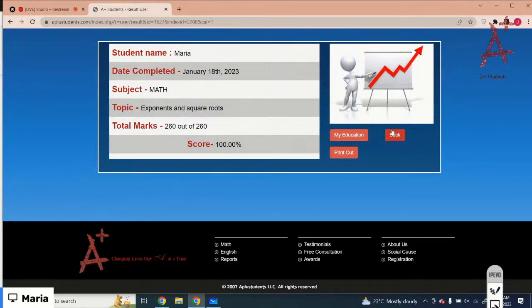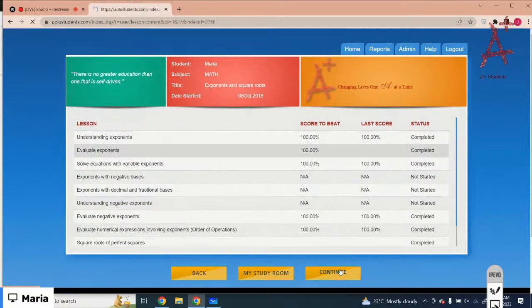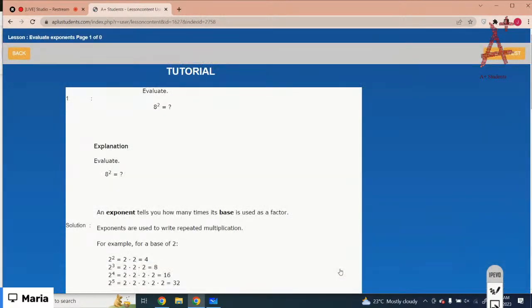evaluate exponents. Now we're going to learn how to evaluate exponents. Got it? Evaluate 8 square. So basically an exponent tells you how many times its base is used as a factor. 8 square means you have to multiply 8 how many times? 2 times. You have to do 8 times 8. Got it?